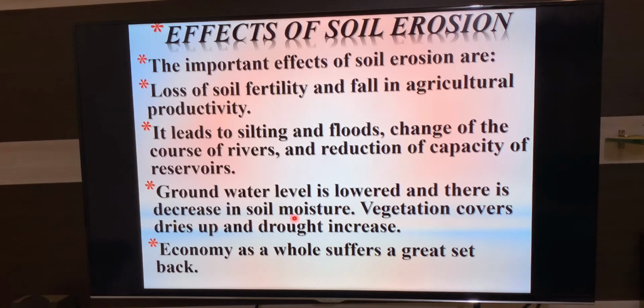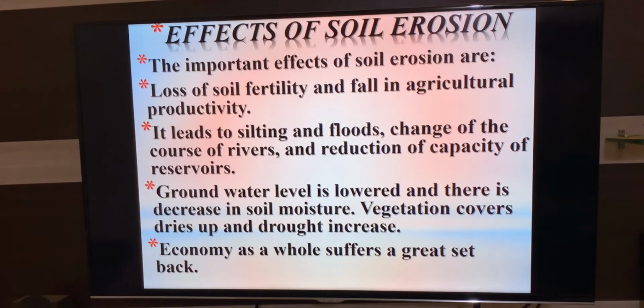Vegetation covers dry up and drought increases. As there is less moisture in the soil, the vegetation cover dries up. The vegetation will start decreasing, and it even leads to one more problem, that is drought. And finally you can see that the entire economy of our country suffers due to soil erosion.